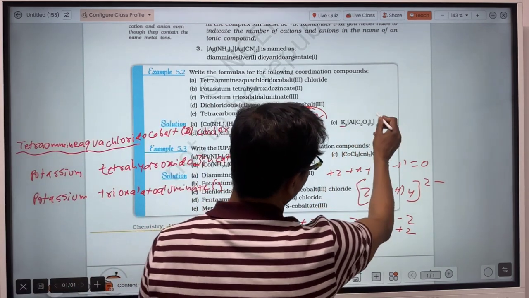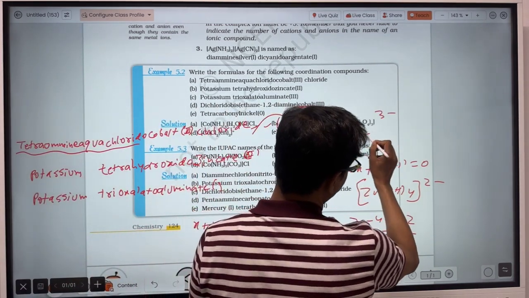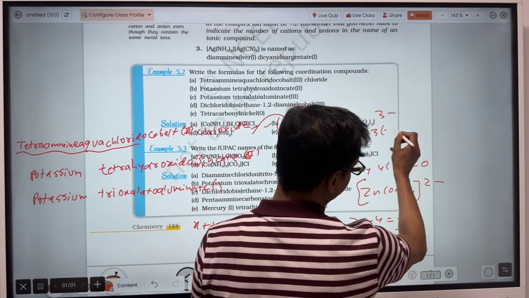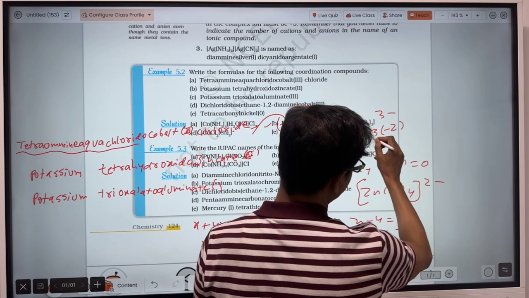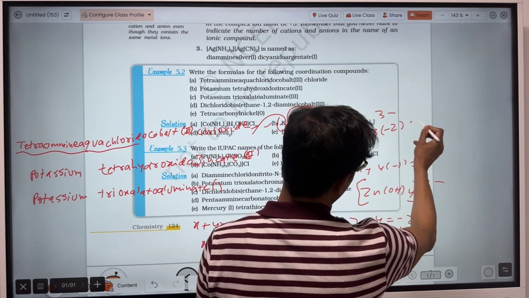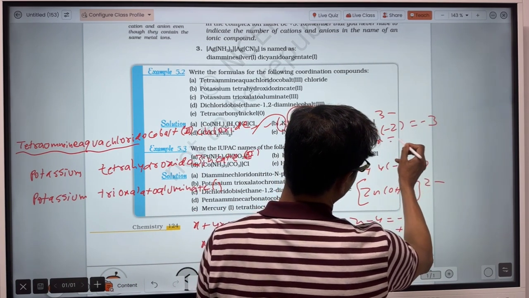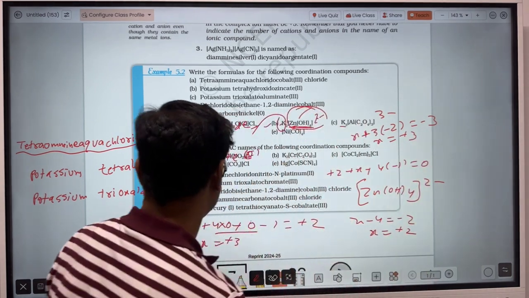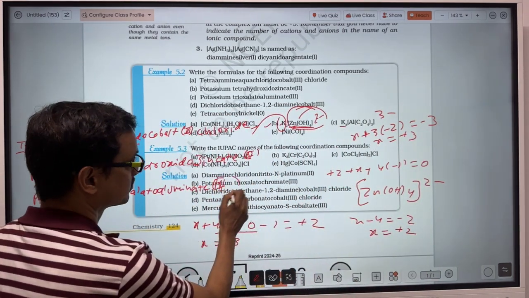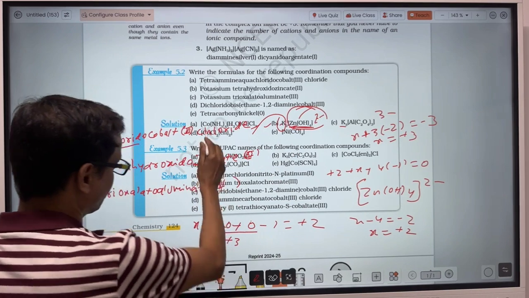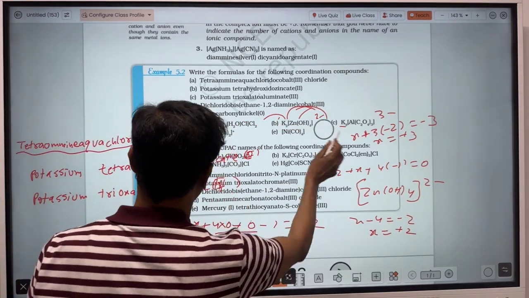So 3 positive charge will go, so 3 negative charge here. X minus 3 oxalate, 1 oxalate has -2 charge. X plus 3 here, and that equal to -3. So X equal to +3. So 3 here. That was. Now let's see about this compound.